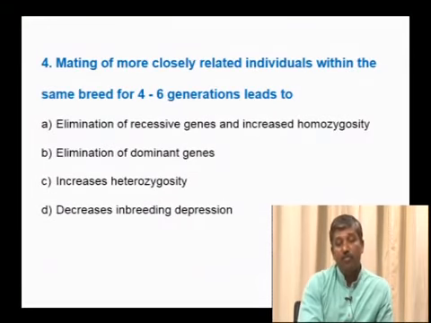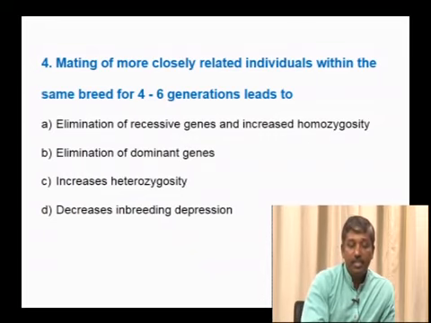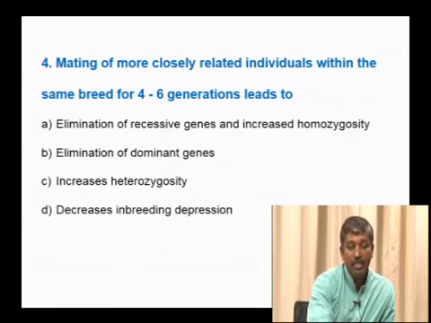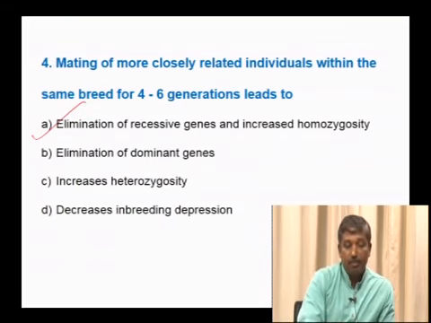So next question is, mating of more closely related individuals within the same breed for 4 to 6 generations leads to. Since it is an inbreeding process, inbreeding always increases homozygosity and eliminates recessive genes. So the objective of inbreeding is elimination of recessive genes and increasing homozygosity, not elimination of dominant genes, increasing heterozygosity, or decreasing inbreeding depression. Inbreeding depression is actually a disadvantage. Hence, elimination of recessive genes and increased homozygosity is the correct option.